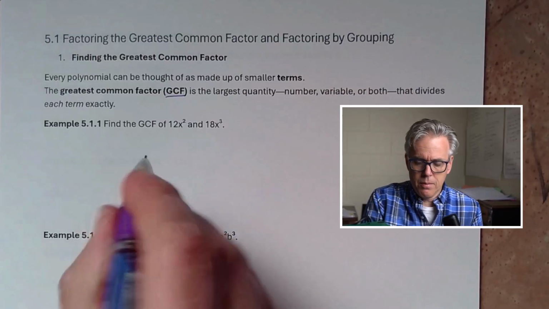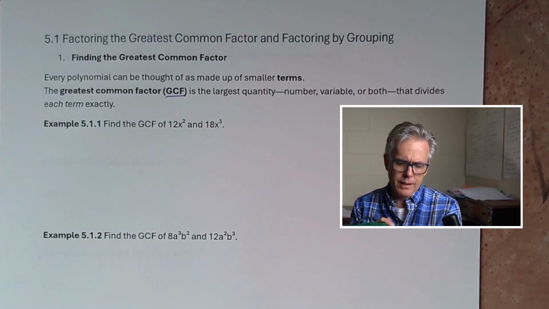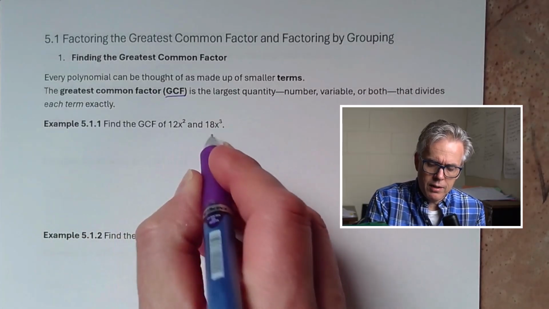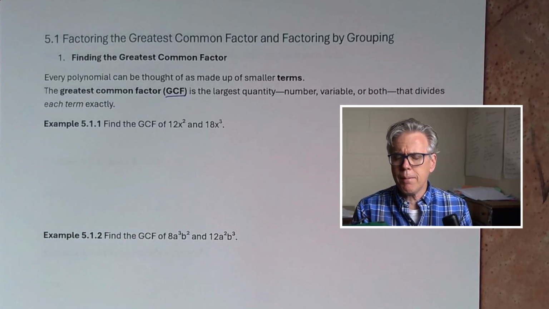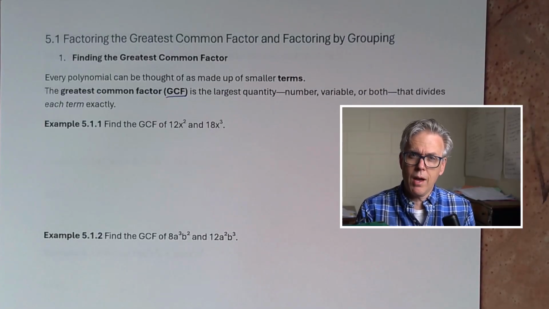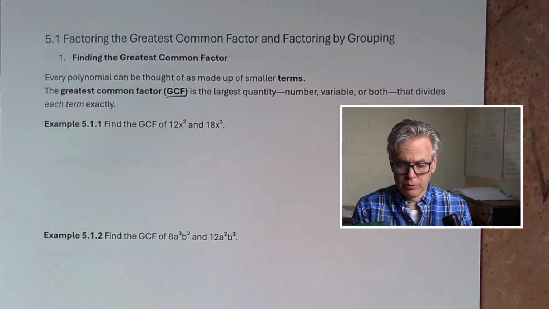exactly. So let's start by looking at just the terms themselves, not combined into a polynomial. Let's find the GCF between 12x squared and 8x cubed. Now you may remember from an earlier grade where all you had were just numbers. Well, here we're going to be looking at numbers and variables. So let's go and look at this.